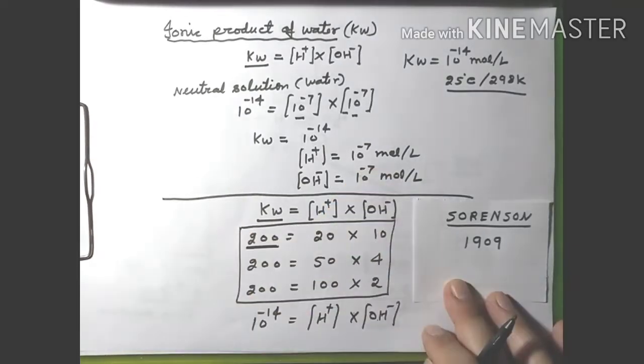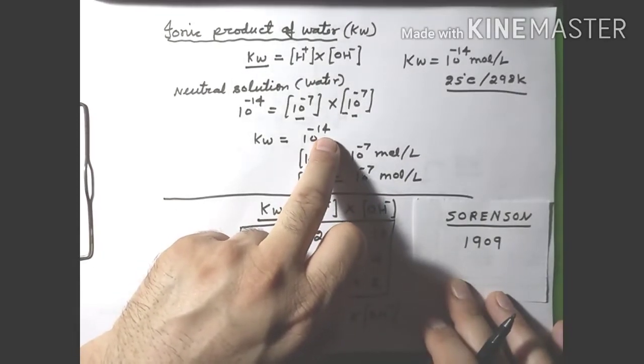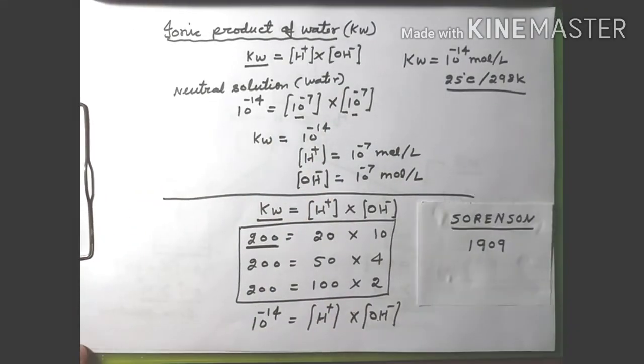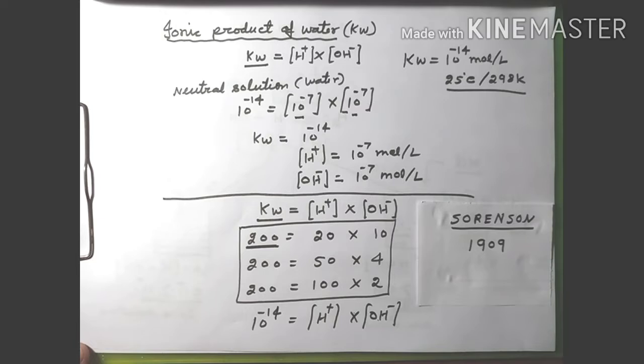Sorensen said, what will we do? The strength of the acidic solution and the strength of the basic solution we will define only in terms of H plus ion concentration. He said acidic character of the acids, basic character of the bases we will define only on the basis of the H plus ion concentration. He said if the concentration of H plus ion will increase, the solution becomes more and more acidic. And those solutions in which the concentration of OH minus ion increases, the solution becomes more and more basic.